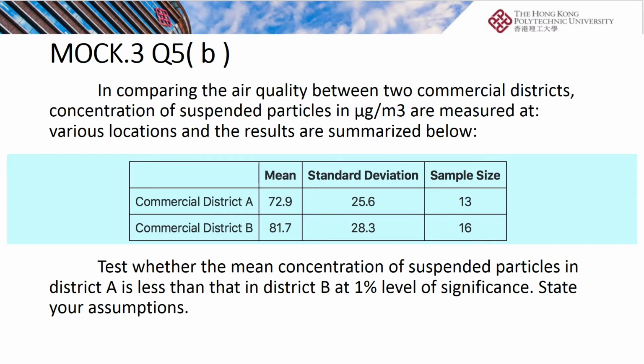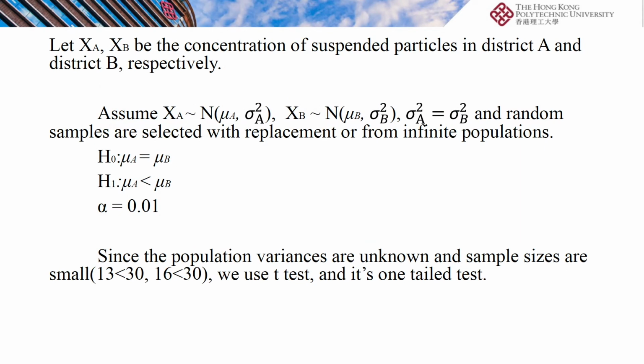As for Part B, we've got the mean, standard deviation, and sample size from the table. So the question is to test whether the mean concentration of suspended particles in District A is less than that in District B at a 1% level of significance. Let XA, XB be the concentration of suspended particles in District A and B, respectively. Then assume XA and XB are normally distributed with equal variance, and random samples are selected with replacement or from infinite populations. Then step 1, null hypothesis.